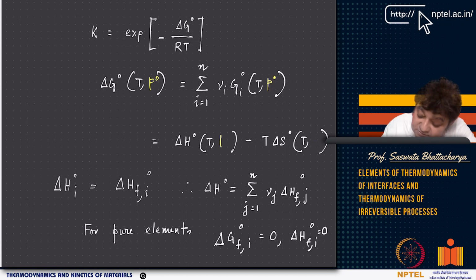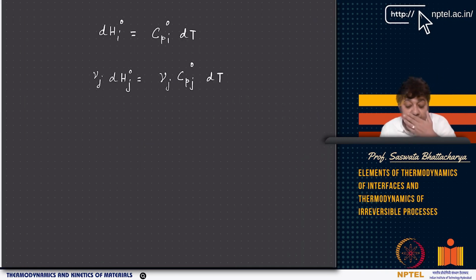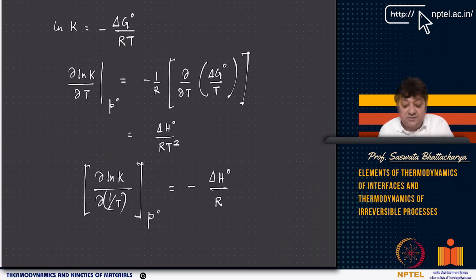Does not really matter, just to be uniform. P naught is the total pressure. Now P naught is fixed, and you are looking at del ln K del T.